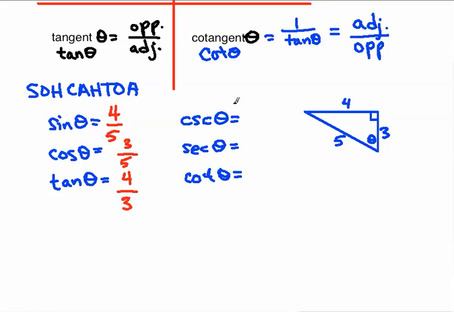Okay, and for cosecant, we know that it is the opposite of sine, so it's going to be 5 over 4 instead of 4 over 5. Secant is going to be the opposite of cosine, so instead of 3 over 5, we're going to have 5 over 3. And cotangent is the opposite of tangent, so instead of 4 over 3, we're going to have 3 over 4.